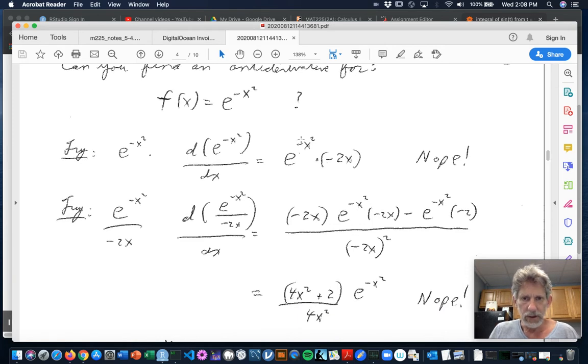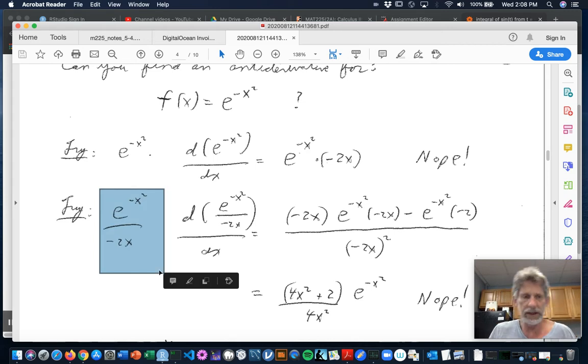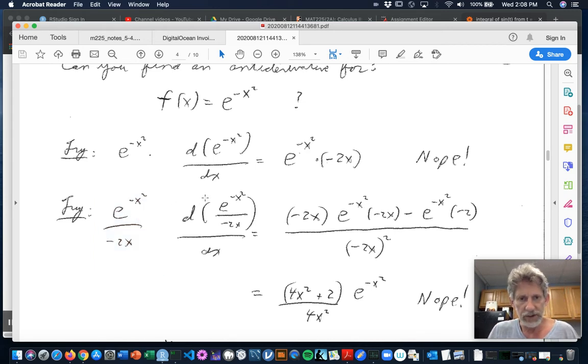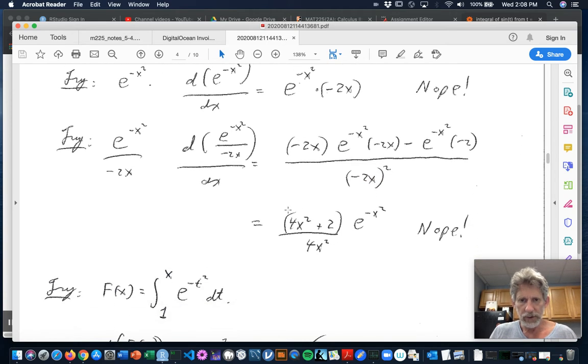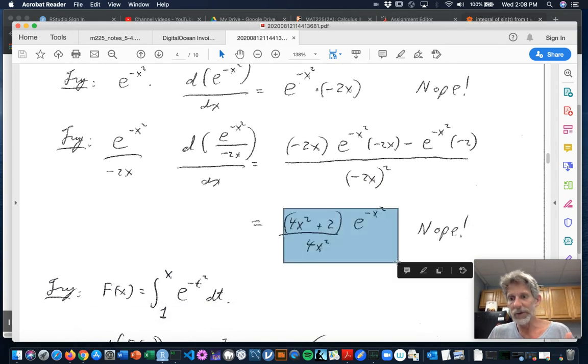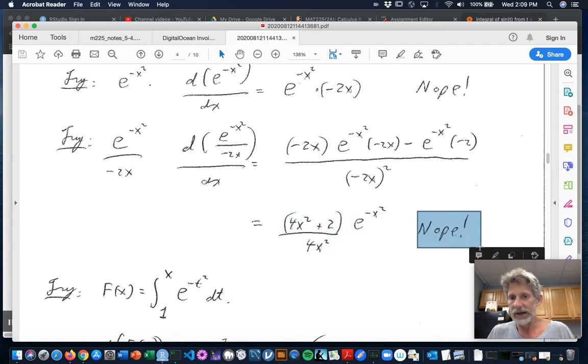Now you might think, all right, we got that extra factor here. What if we try to correct for that? How could this be the antiderivative? Well, let's take the derivative of it and see what we get. And oh wait, that's a quotient, and the derivative of a quotient would be low d high minus high d low over low low. You can work that around a little bit, but it's just not simplifying down to e to the negative x squared. So this is also not an antiderivative.